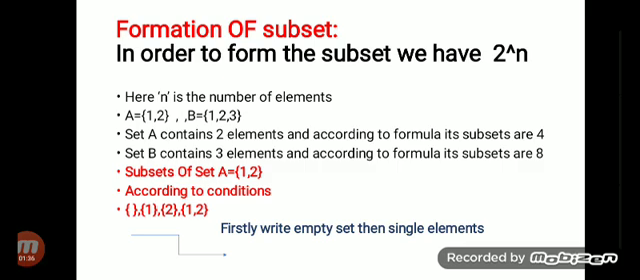Now, subsets of set A according to the conditions. Firstly, we write the empty set, then single elements in the form of subsets, like 1 and 2, and after this the complete set in the form of a subset.